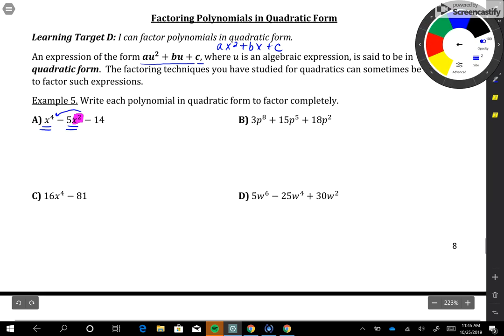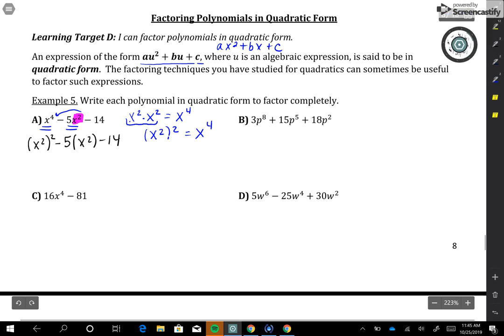Could I do that? And the answer is yes, because isn't x squared times x squared x to the fourth? And if I'm multiplying something by itself, isn't that just squaring it? So yes, if we square x squared, we get x to the fourth. So I could rewrite this original as, in parentheses, x squared, squared, minus 5 times x squared minus 14.